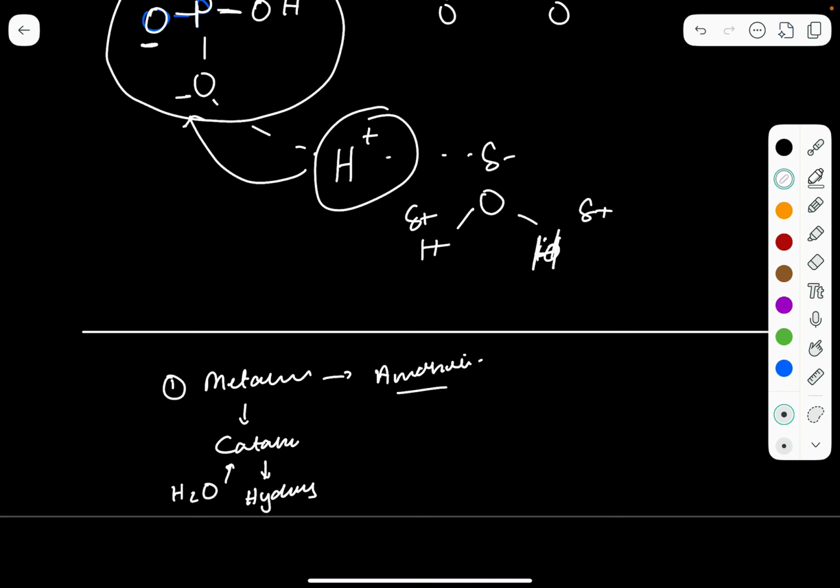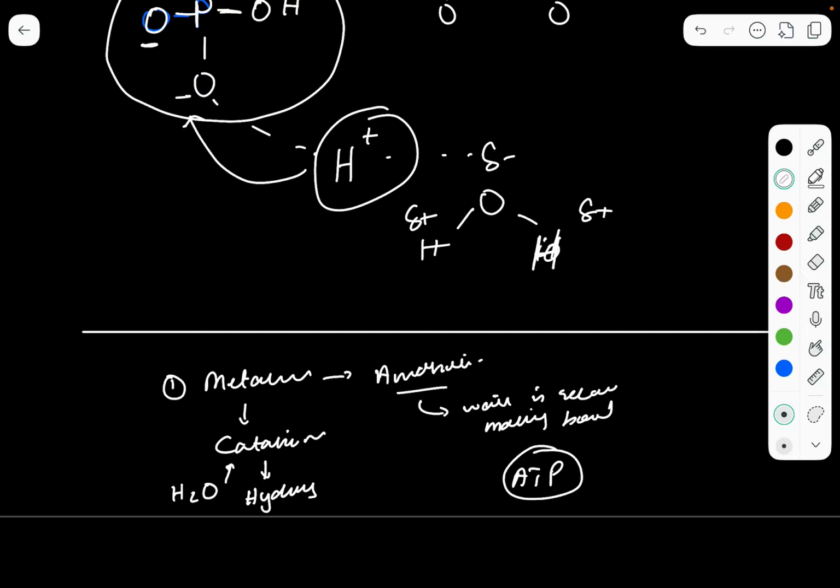where water is released while making bonds. And then we also talked about ATP, because when these reactions are happening, catabolism and anabolism, energy is being released or used. So when energy is being released or used, what do we need to interact with these two?